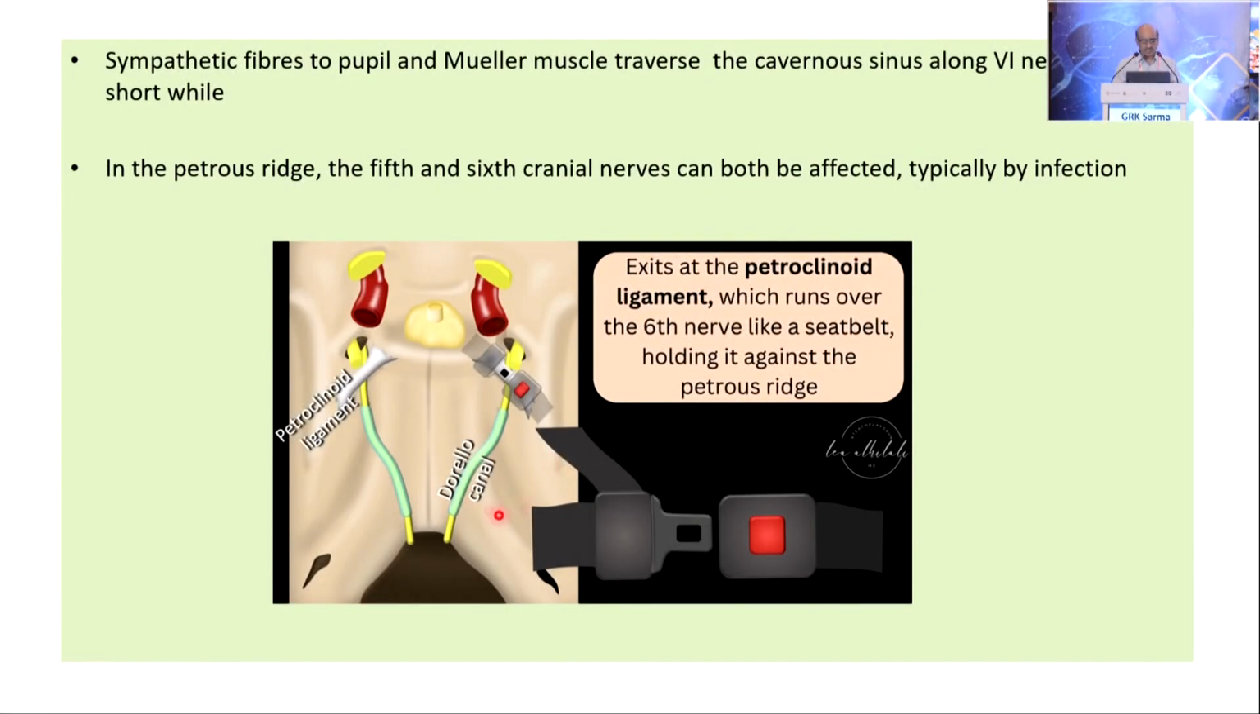The nerve enters an important structure called Dorello's canal. The abducens nerve enters Dorello's canal, then exits and reaches the petrous apex. That is where Gradenigo syndrome is produced. Here you can see the petroclinoid ligament. It looks like a seat belt, causing an immobile sixth nerve. So when there is a head injury, this immobile nerve gets trapped and causes sixth nerve palsy.